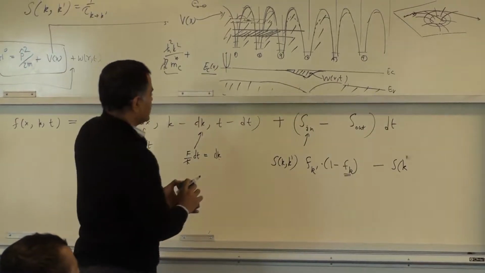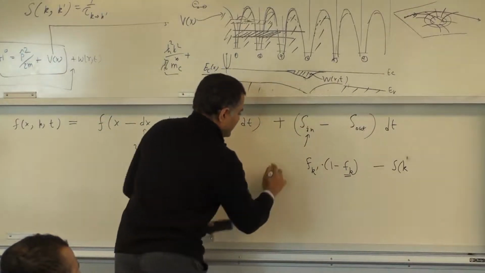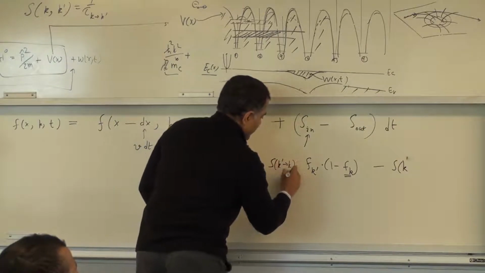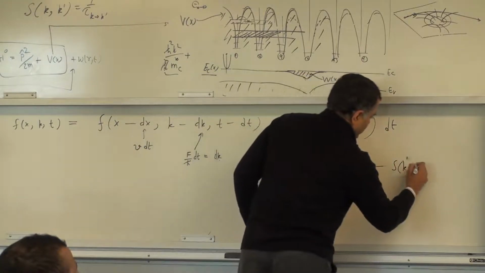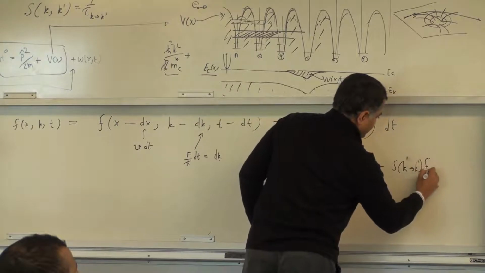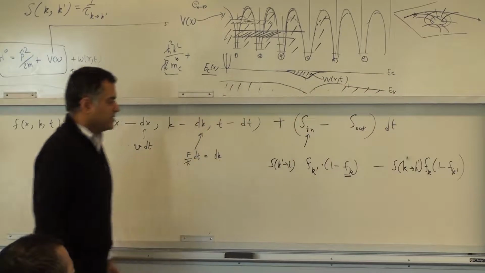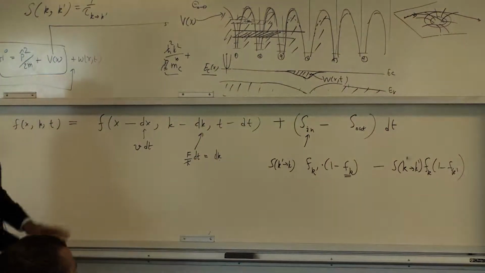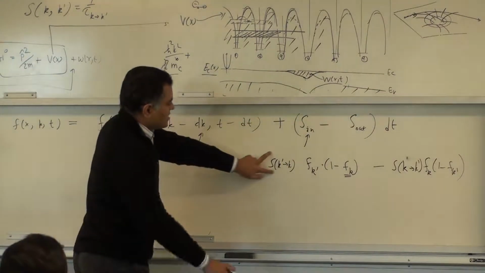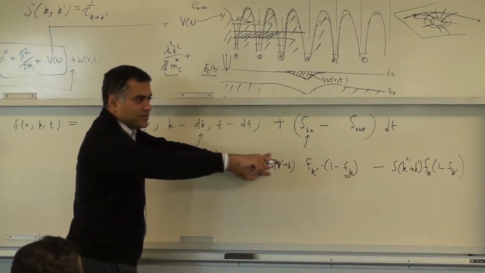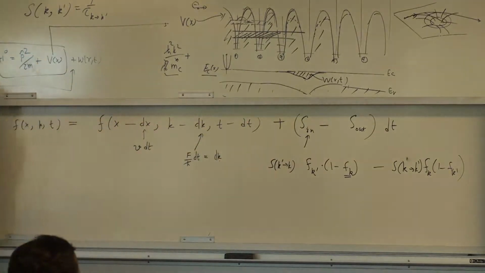Am I using arrows? I think it's better to use arrows. So this is scattering in, k prime to k. And this is scattering out, k to k prime times f of k, 1 minus f of k prime. And this whole thing is again only for one k prime state. Do you see that? It's just for one other k prime state.